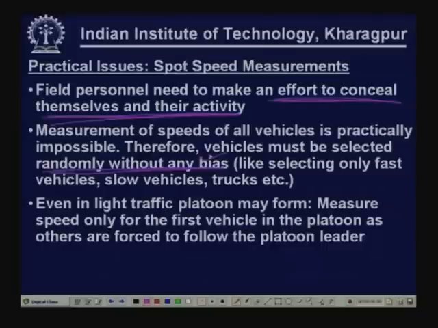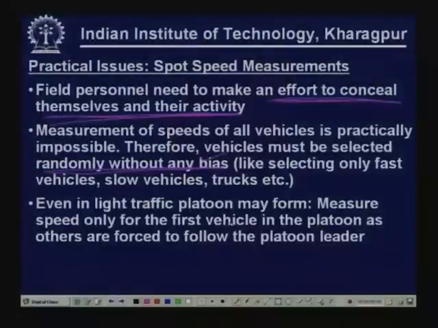Often enumerators or survey people tend to select some category of vehicle, maybe they target fast vehicles or slow vehicles, or they may target some particular vehicle type like trucks. That kind of bias should not be there. So, it should be truly random selection of vehicles. Don't get biased by selecting only the slow moving vehicles, or only the fast moving vehicles, or only the trucks, or only the cars, because we want to get a feel of the average speed of the vehicles at that location. So, it is essential to select vehicles randomly without any bias.